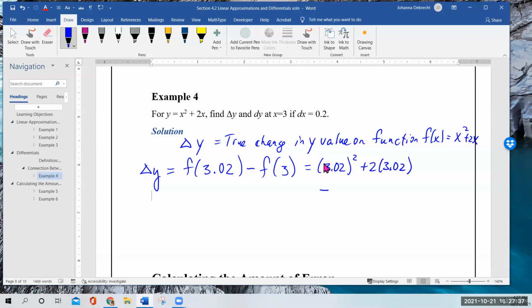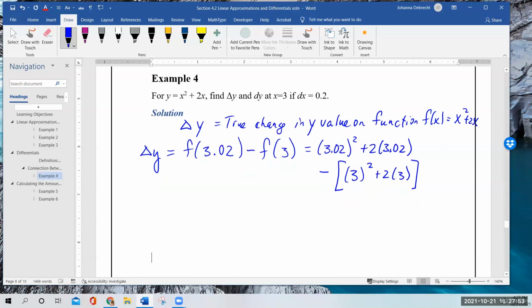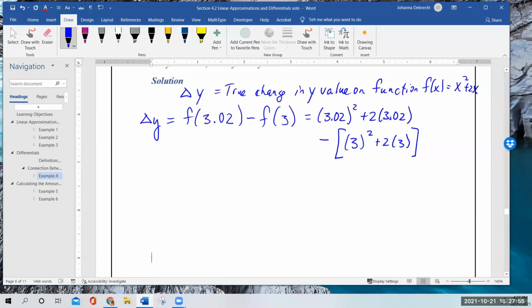Then I'm going to subtract from that what I get when I plug in 3. So first I plug in 3 squared plus 2 times 3, and I want to subtract that value. What I need to do now is go ahead and compute the two different values. If I take 3.02 and I square it, I come up with, looking at my calculator now, 9.1204.